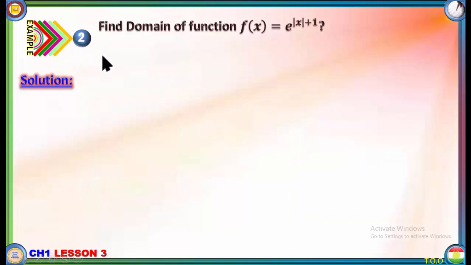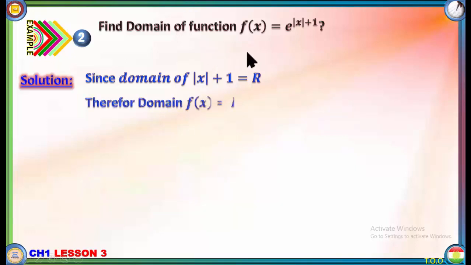Example number 2. Find the domain of the function f(x) equals e to the power absolute value of x plus 1. Since the domain of absolute value of x plus 1 is equal to the real numbers, therefore the domain of the function f(x) is equal to the real numbers.